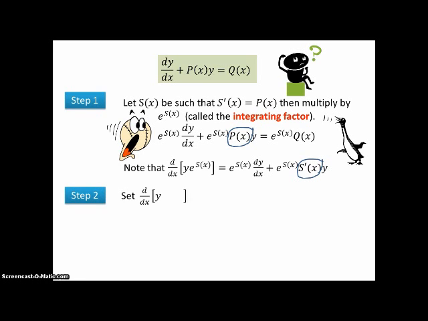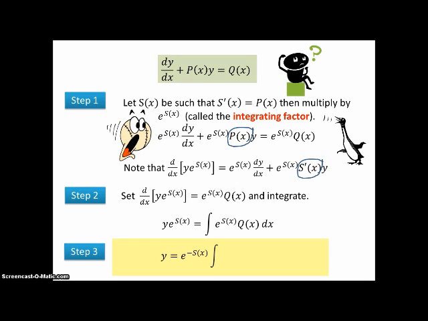Okay, so step 2 is we set the derivative of y e^s(x) equal to the right side, e^s(x) q(x), and now we integrate both sides with respect to x. And so we get the antiderivative on the left, and we get the integral on the right. Well, now on the right, everything's in terms of x, right? Now, you might have a complicated integral, but the ones in the textbook are going to be doable. And so step 3, you just solve for y by multiplying both sides by e to the negative s(x). And of course, you've got to do the integration.